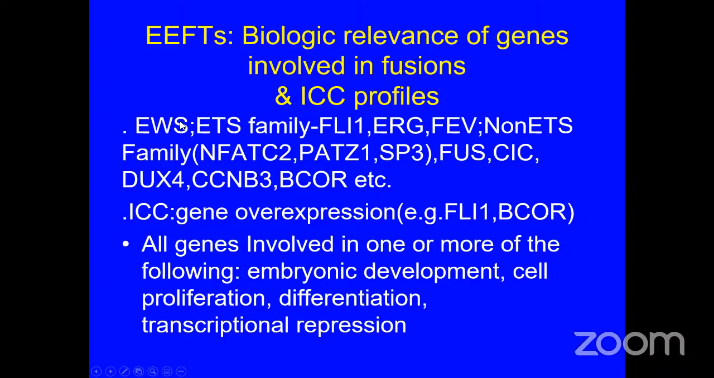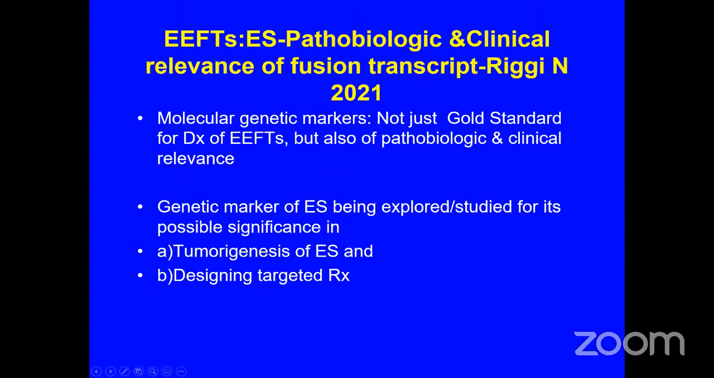Then I'll just briefly go over the biologic relevance of genes involved in these fusions. This is a very important point in order to understand the exact biologic and clinical relevance of these tumors. We look upon them just as diagnostic markers, but they are far more important. Their significance goes beyond their being diagnostic markers. For example, all these genes that I mentioned here in these fusion partners and also in IHC, ICC overexpression, all these genes are involved in one or more of the following processes: embryonic development, cell proliferation, differentiation, and transcriptional repression.